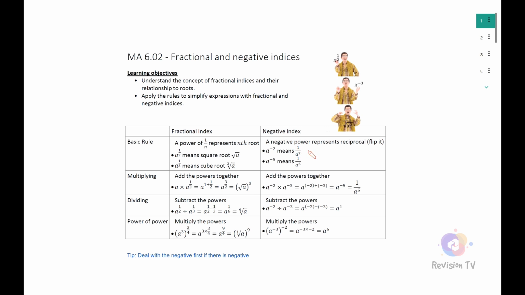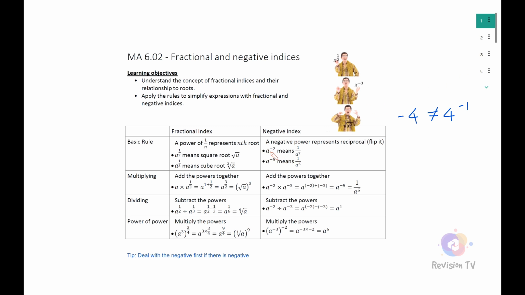Now, when it comes to negative power, it means flip it. The negative in the power does not mean the negative in the front. It's a different thing. What I'm trying to say is -4 is not the same as 4 to the power of -1. The negative in the power has nothing to do with the sign of the number or the term itself.